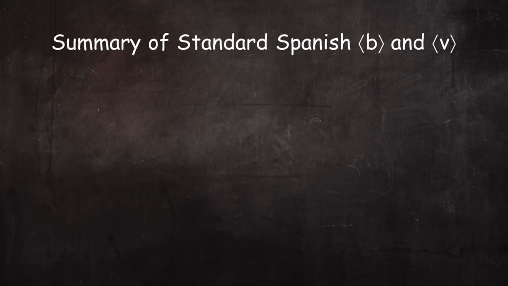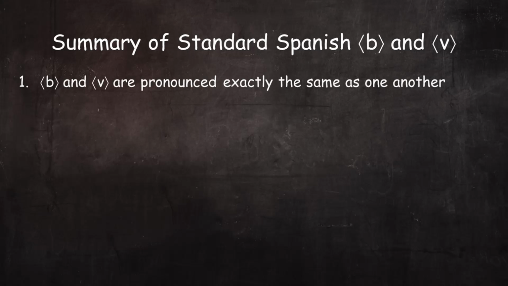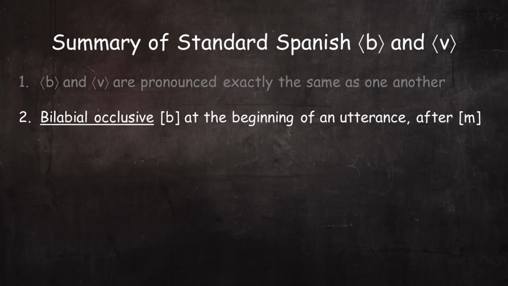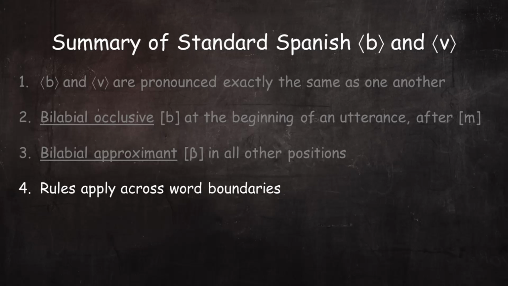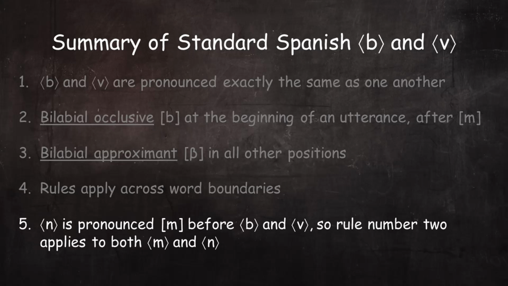So let's summarize everything we've learned up to this point. In Standard Spanish, B and V are pronounced exactly the same as one another. They're pronounced as a bilabial occlusive when they appear at the beginning of an utterance or after an M sound. They're pronounced as a bilabial approximant in all other positions. These rules apply not just within a given word, but also across word boundaries. The letter N is pronounced as an M sound before B and V, so rule number 2 applies to both the letter M and N.